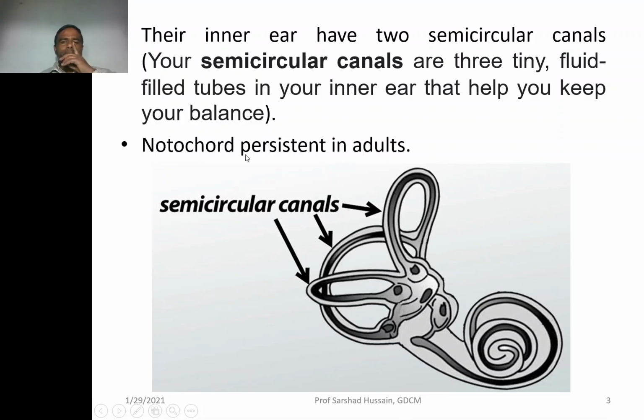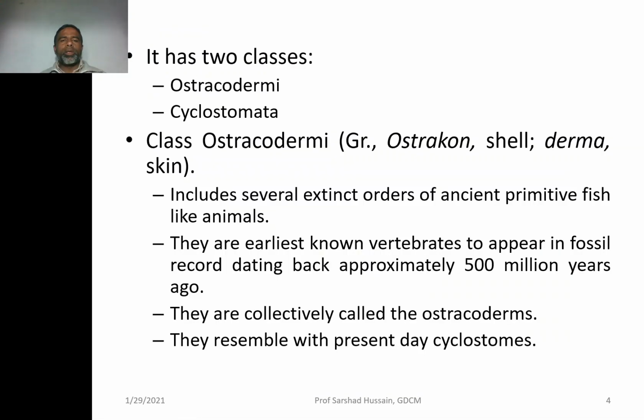Notochord is persistent in the adult also. It has two classes, Ostracodermi and Cyclostomata. The word ostracodermi is derived from two Greek words. Ostrakon means shell, and derma means skin, because their skin is like a shell. So the name is Ostracodermi.